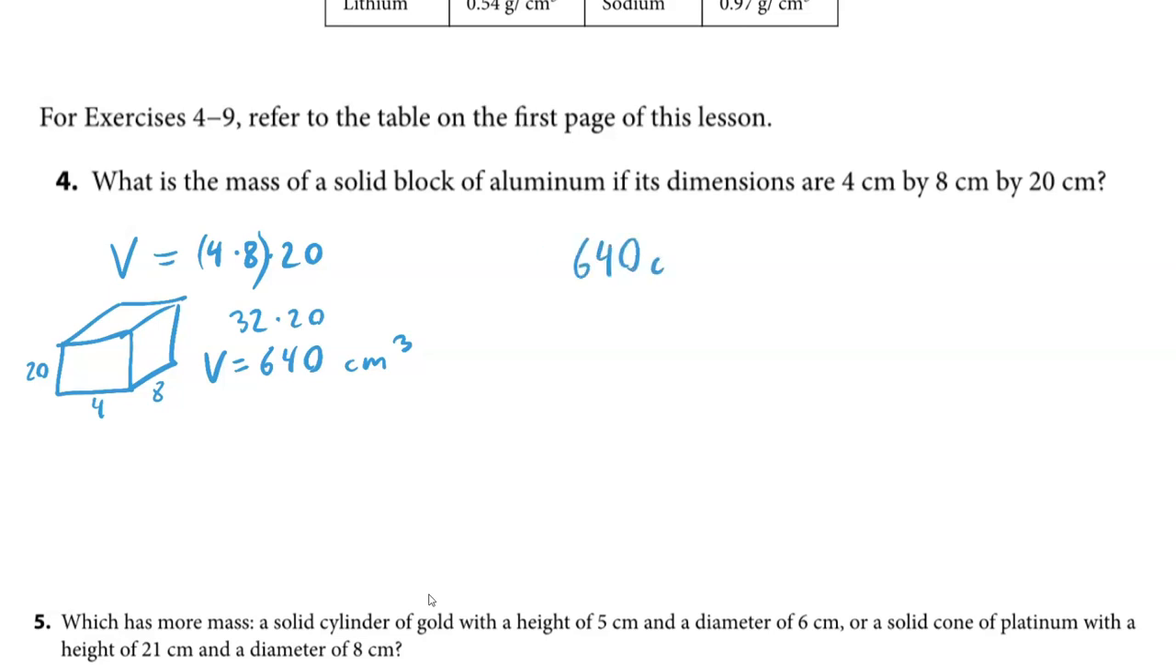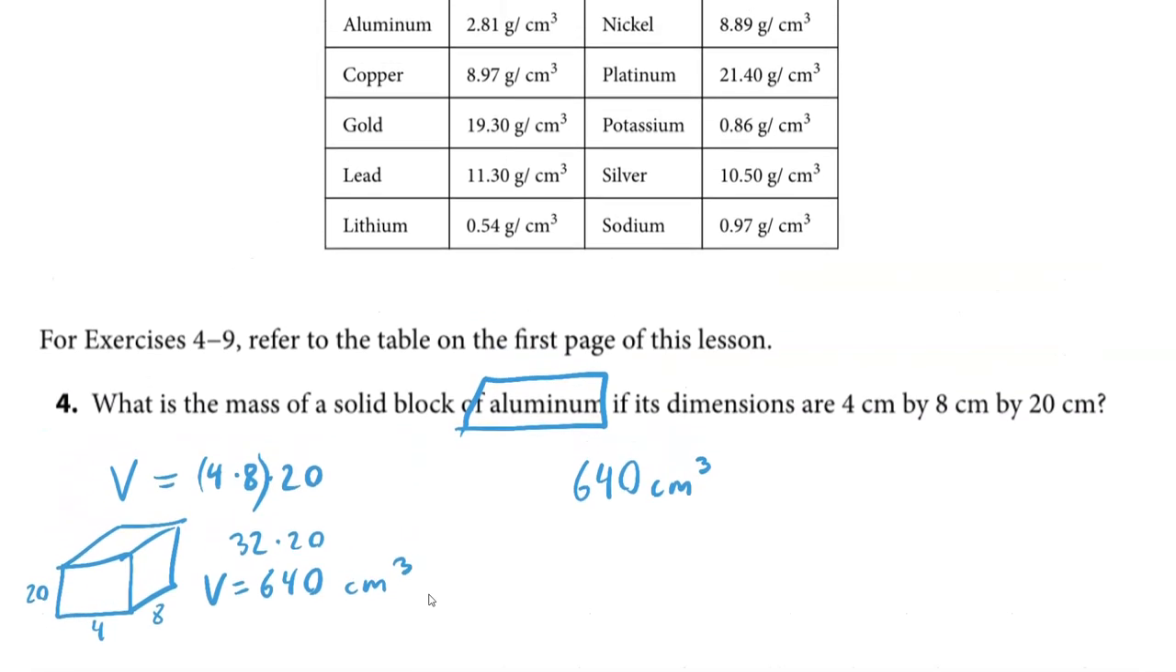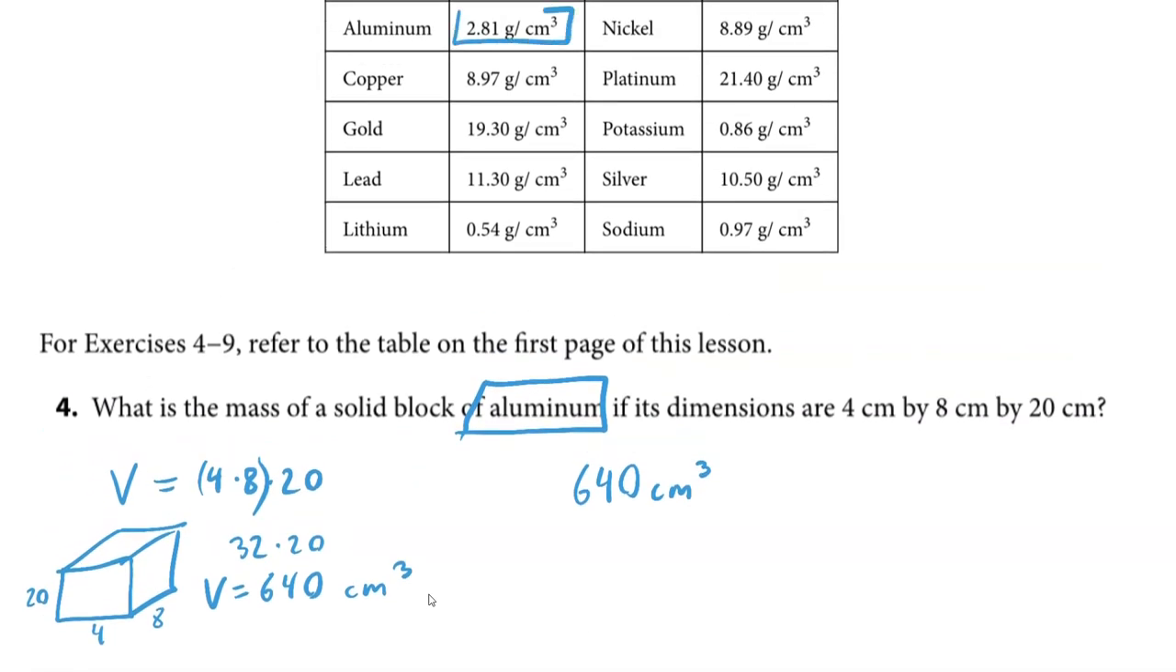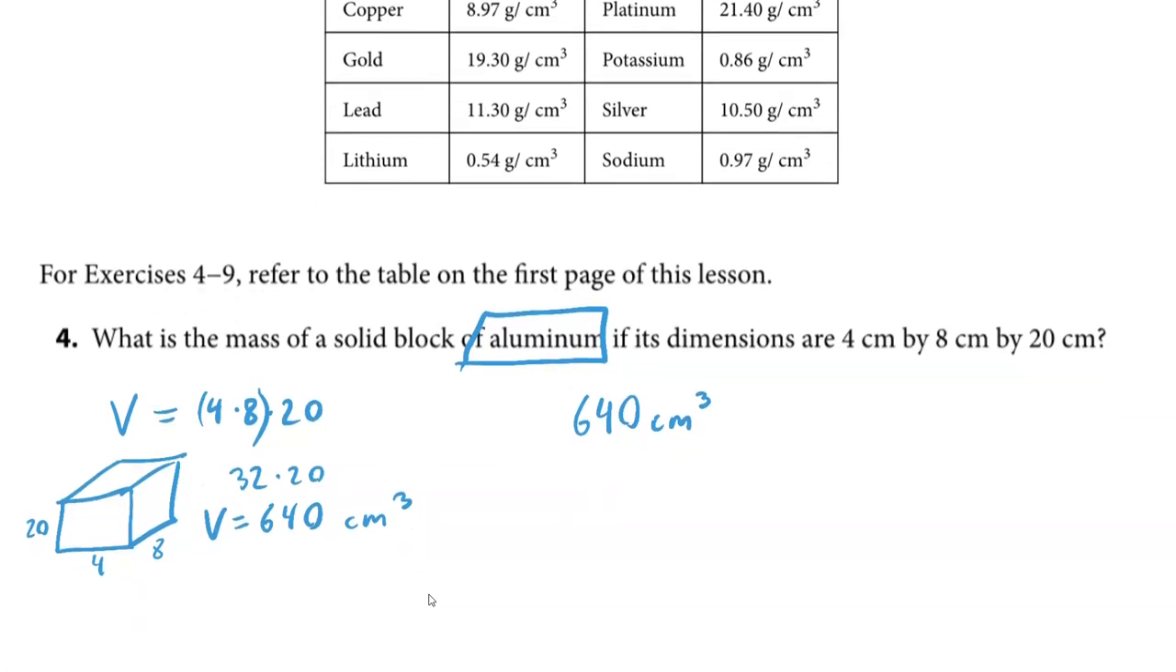So 640 cubic centimeters of solid aluminum, we go up here and we go, oh, aluminum tells us that we have this ratio here. So if I want to convert this to mass or weight, I put this over 1 and I want to times by something that's equal to 1. Like this fraction has to be 1, otherwise I'm changing the actual value here. I want to keep the correct value. And what's equal to 1?